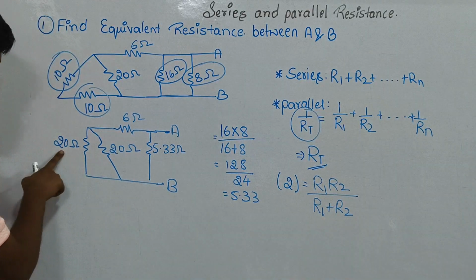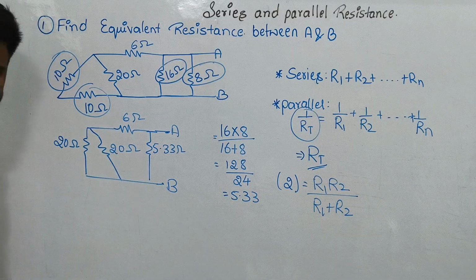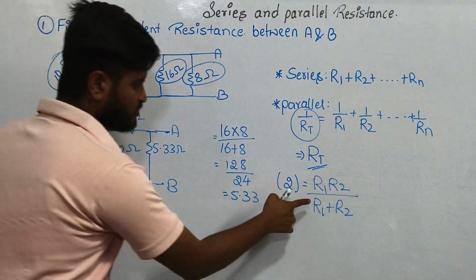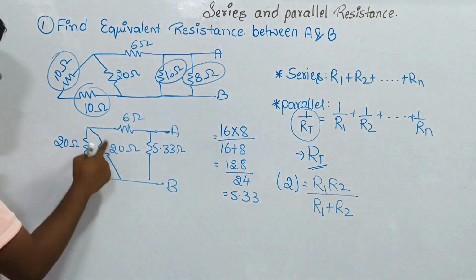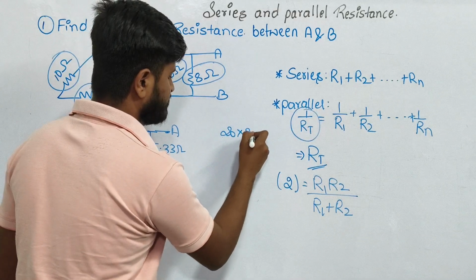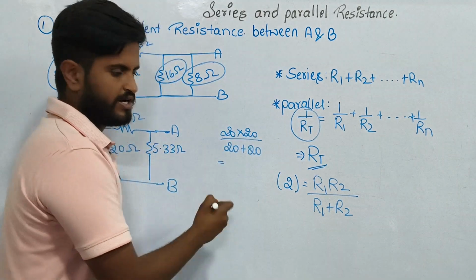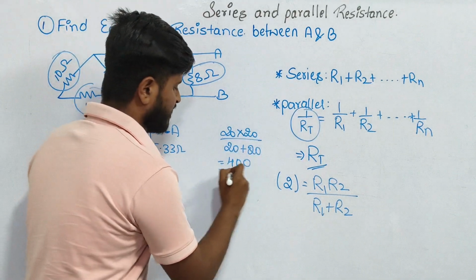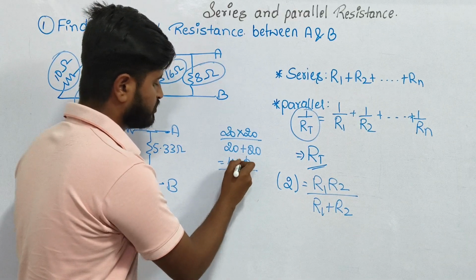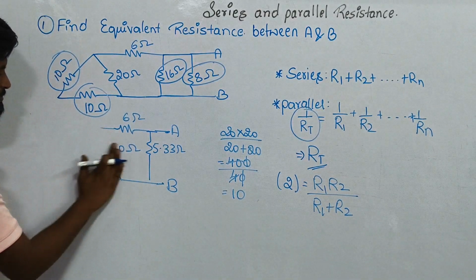Now this 20 ohm resistance and this 20 ohm resistance are both parallel to each other. When two resistances are parallel to each other, you can use this formula. So 20 into 20 divided by 20 plus 20. 20 into 20 will be 400, divided by 20 plus 20, which is 40. Zeros cancel, 4 ones are 4, 4 tens are 40. So 10 is my equivalent resistance here.